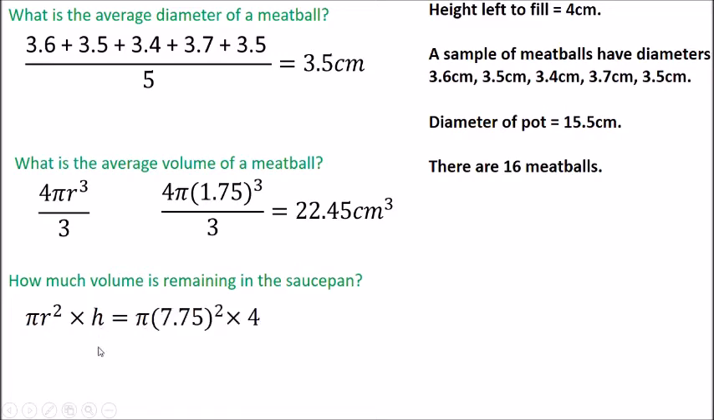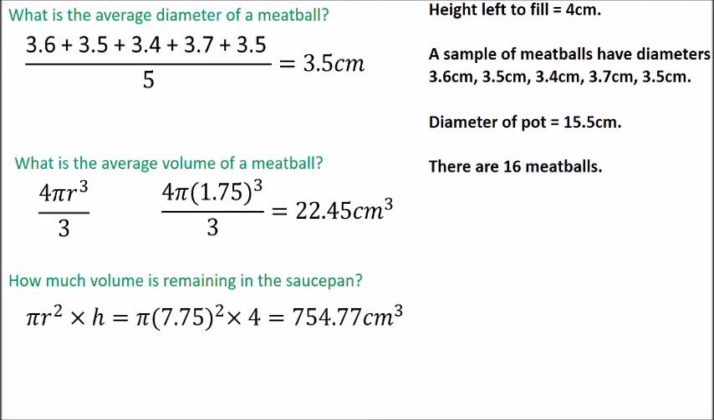Okay, so the radius of my saucepan is 7.75. I know that because if the diameter is 5.5, the radius is half of the diameter. Okay, so using my calculator, that tells me that there is 754.77 centimetre cubed worth of space or volume left in my saucepan.